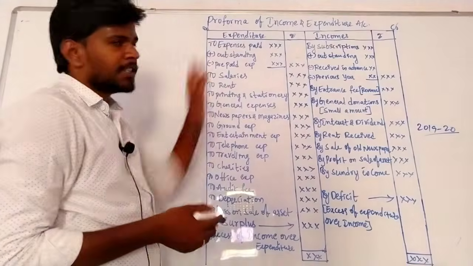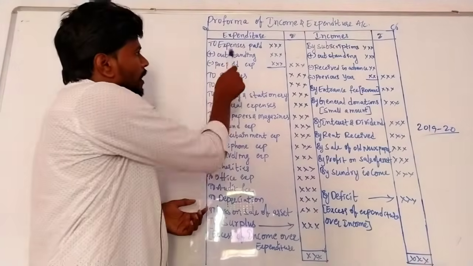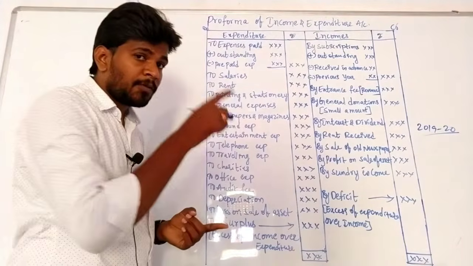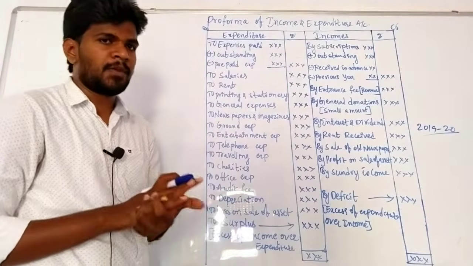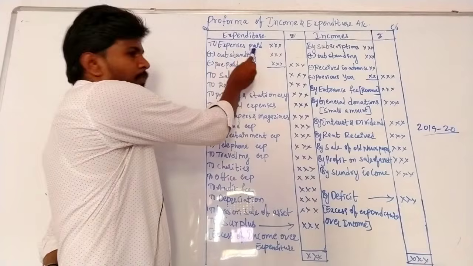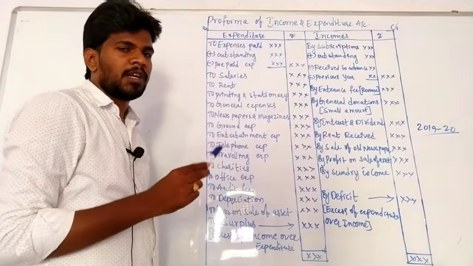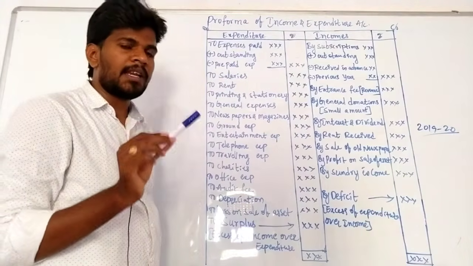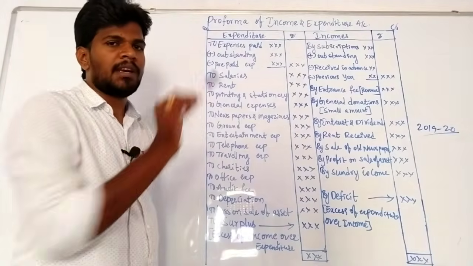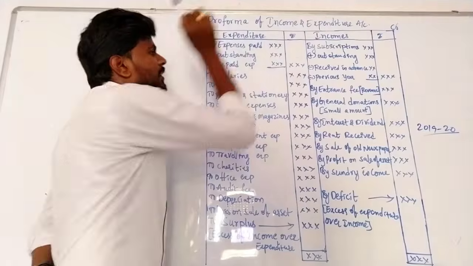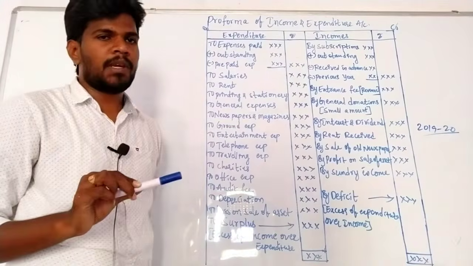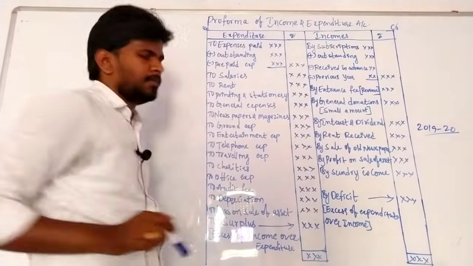See the expenditure side: all expenses will be taken from the payment side of receipts and payments account. Here, for expenses paid, whatever expenses they may be, if there is any adjustment given related to this kind of expenditure, that amount should be recorded in the inner column. Is there any outstanding?